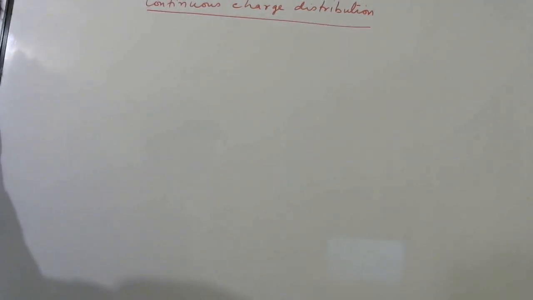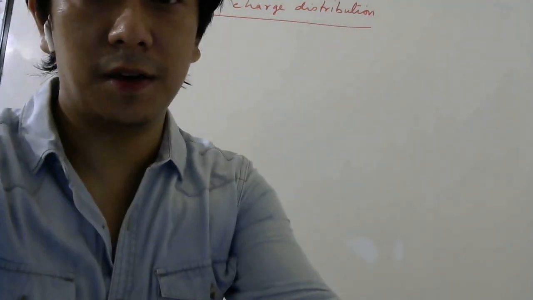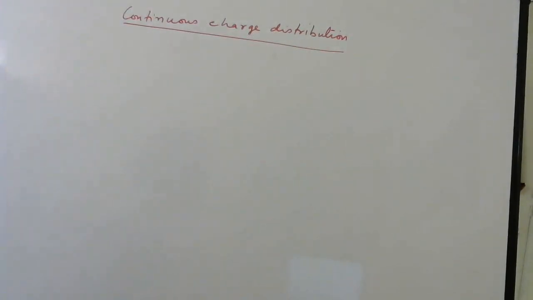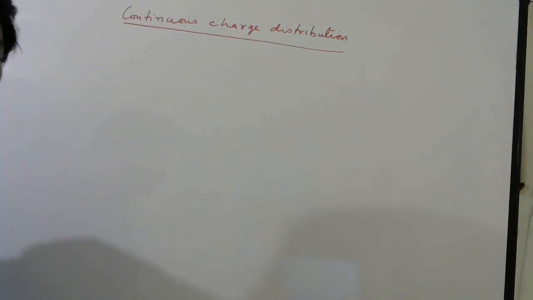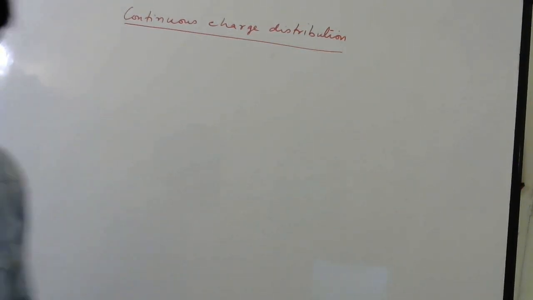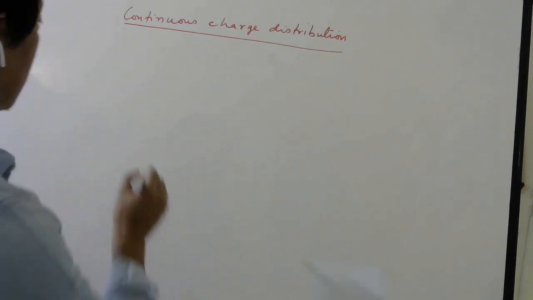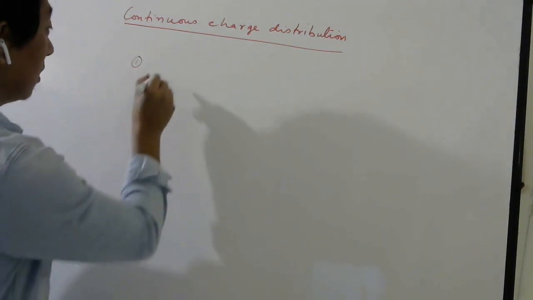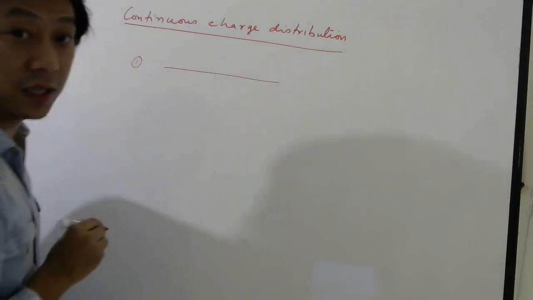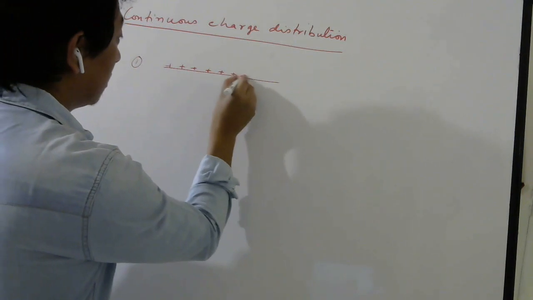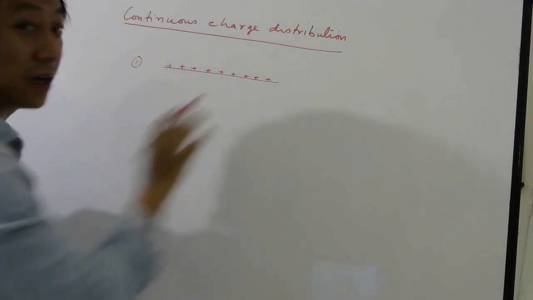So if you have continuous charge distribution, okay, so if I rub charge on a scale, then the charge will be continuously distributed. In that case there may be three kinds of distribution. So one is called line distribution. So imagine in a line charge is distributed.